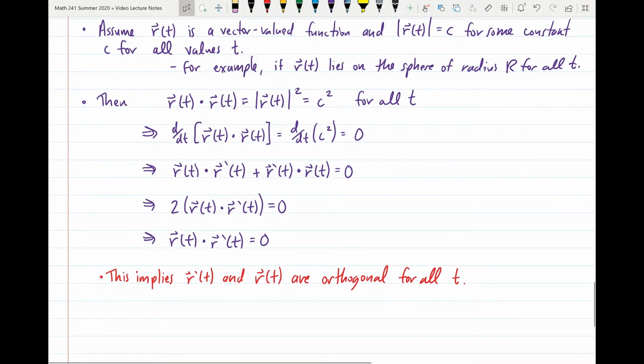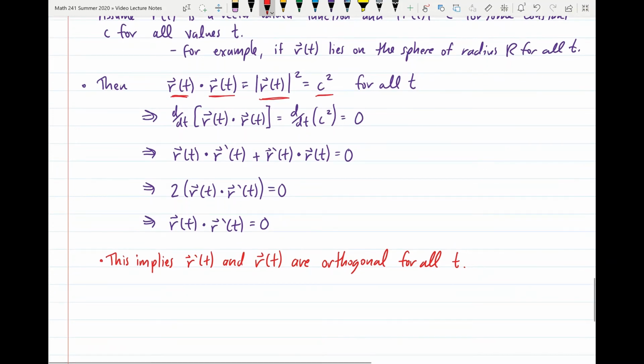So if this is the case, remember that we can take the dot product of a vector with itself, and that's going to give us the magnitude of the vector squared. And we assume that the magnitude of the vector is always equal to c, so that'll equal c squared for all t. So the dot product of r of t with r of t is going to be equal to c squared for all t.